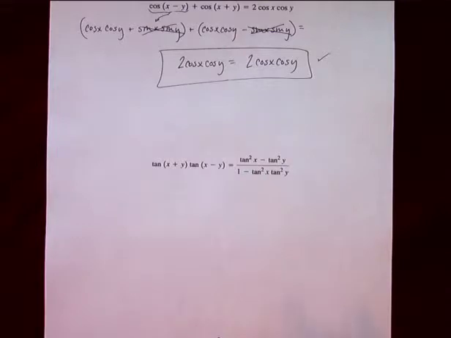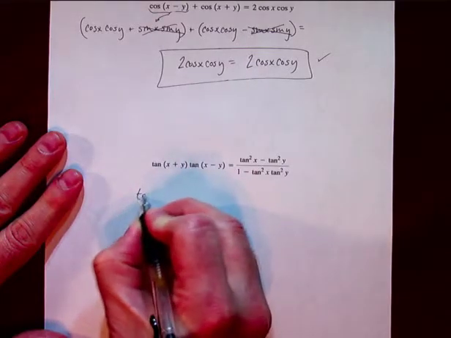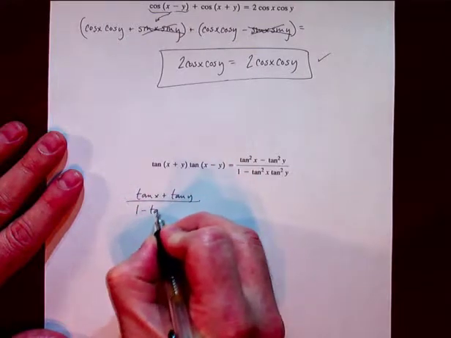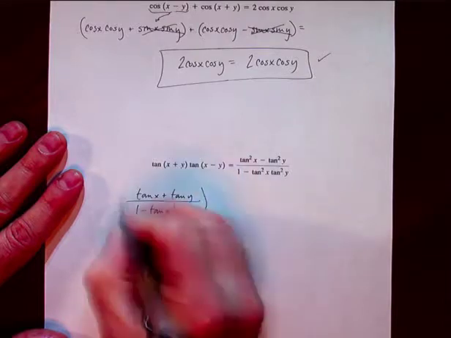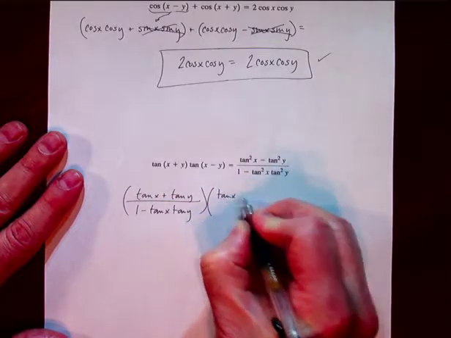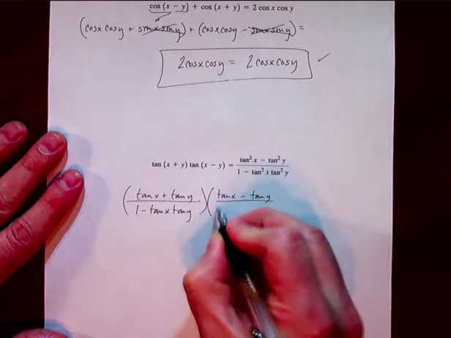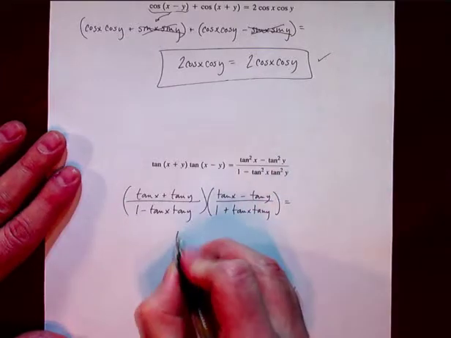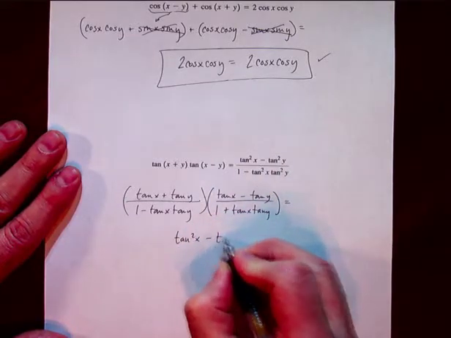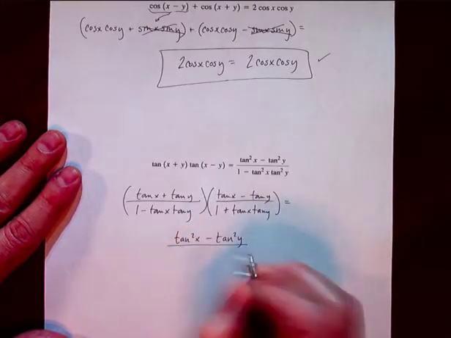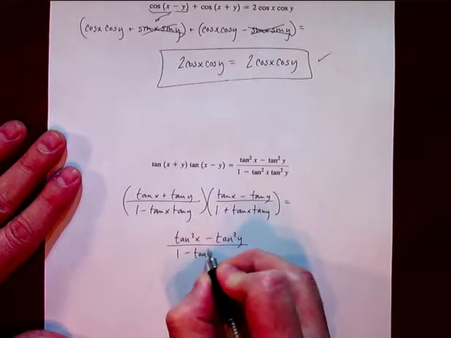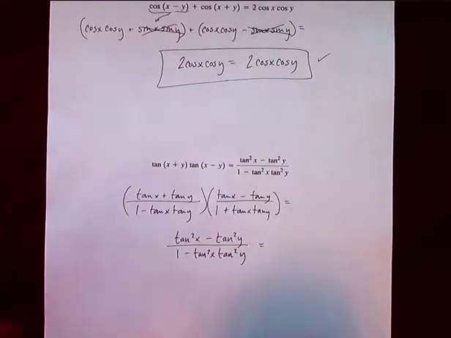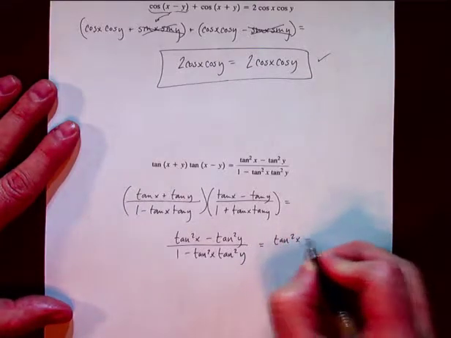I mean, it's not even going to take very long. So what we have here is tangent x plus tangent y over 1 minus tangent x tangent y, and then tangent x minus tangent y over 1 plus tangent x tangent y. And then when I multiply them out, it's another one of those that looks nasty because notationally it's just large and involved, but it winds up being a two-step verification problem. It winds up being really nice and tidy.